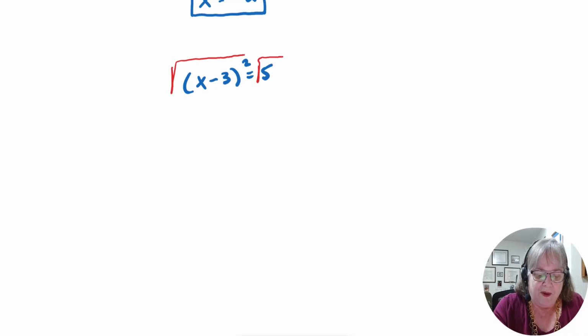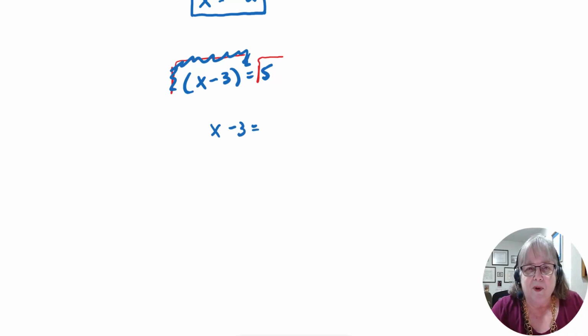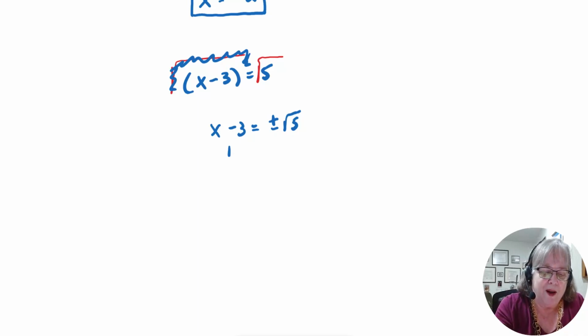And for the left side, the square root of (x − 3)², these cancel each other out, and you have x − 3 equals... And what did you square to get 5? The square root of 5. So this is plus or minus the square root of 5. Even if you cannot simplify it, now this is really important. Even if you cannot simplify what is on the right-hand side, you still have to remember the plus or minus. All right?